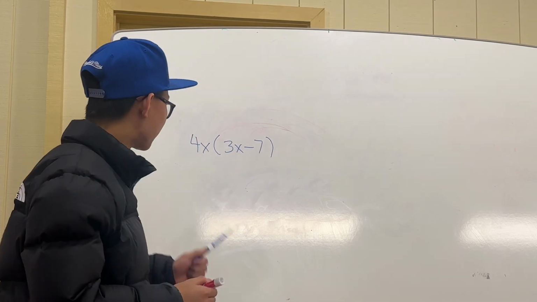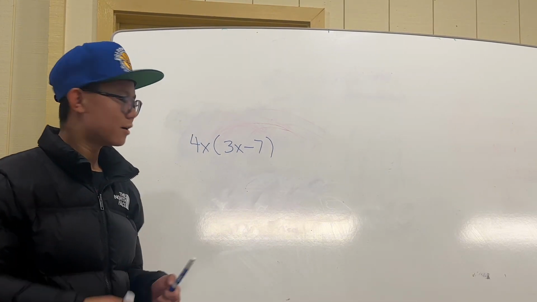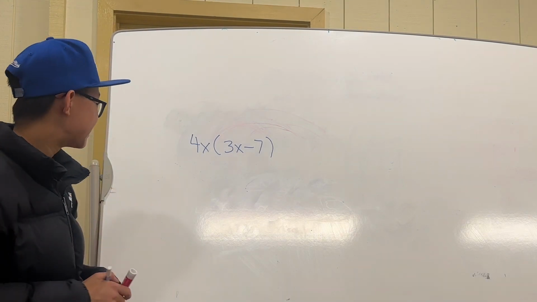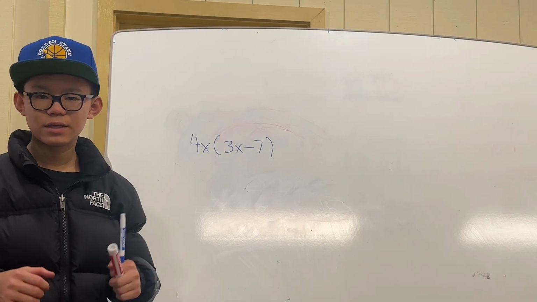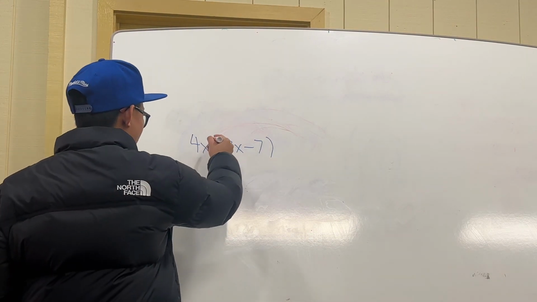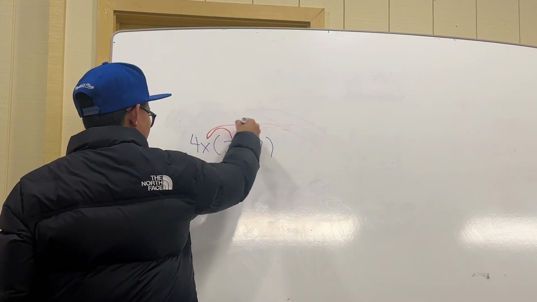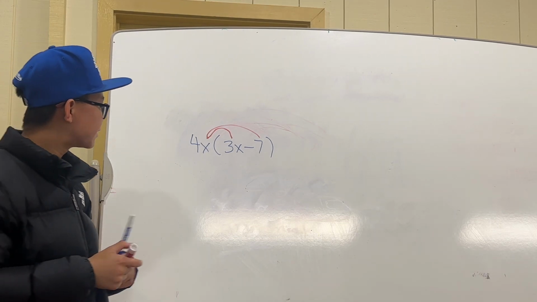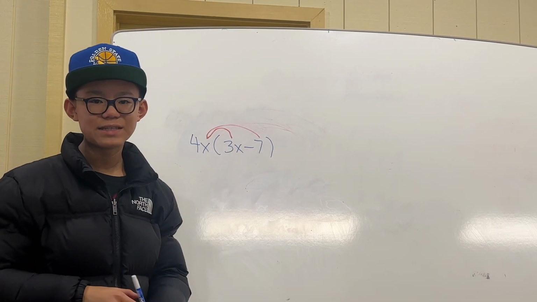So here on the board behind me, take a look at 4x and 3x minus 7 in parentheses. Basically we're going to use the distributive property method. So what we're going to do is 4x times 3x and 4x times negative 7. And we know it's a negative 7 because we have a minus 7, which means negative.